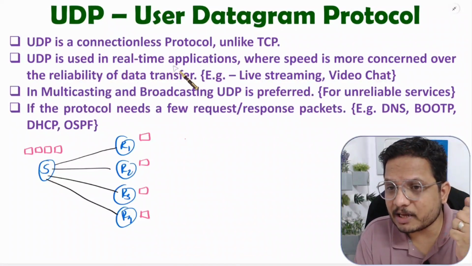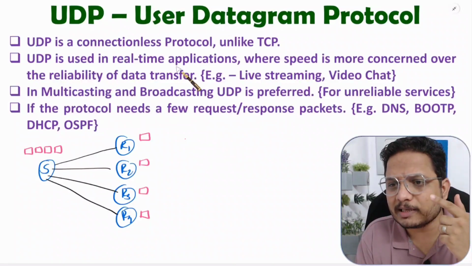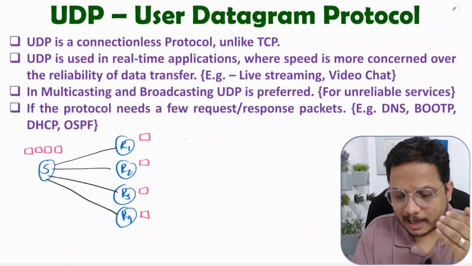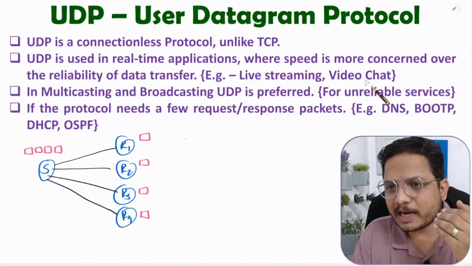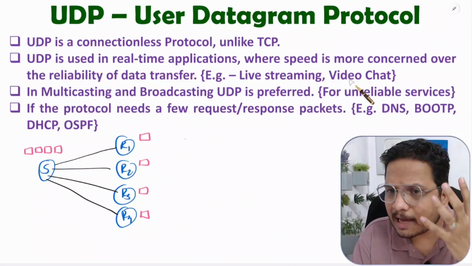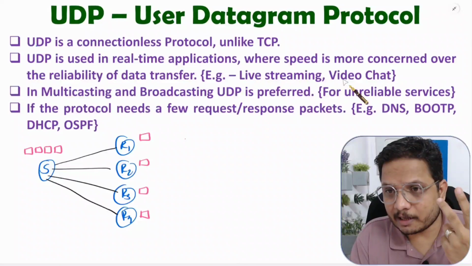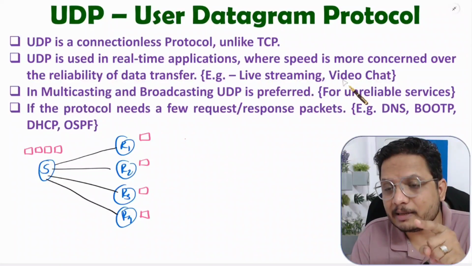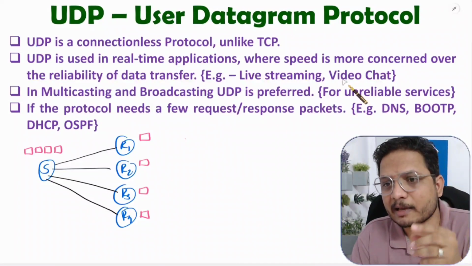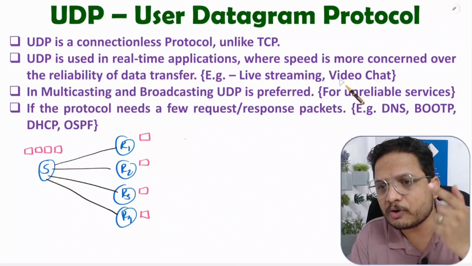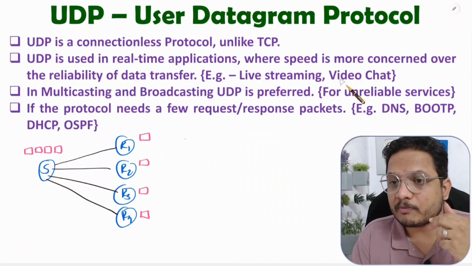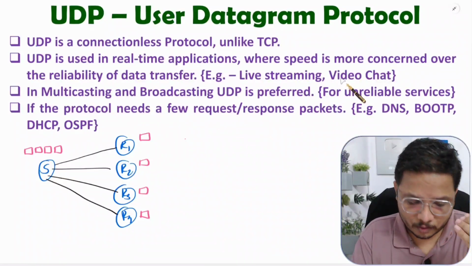In real-time applications, we need to have UDP. Why? The reason is that speed is more of a concern. Like if you talk about live stream, video chat, in that we need higher speed, right? Here you don't need higher reliability. If you want reliability, in that case you should go for TCP. Like if you want file transfer, then you should go for TCP, right? But for real-time applications, we should go for UDP.